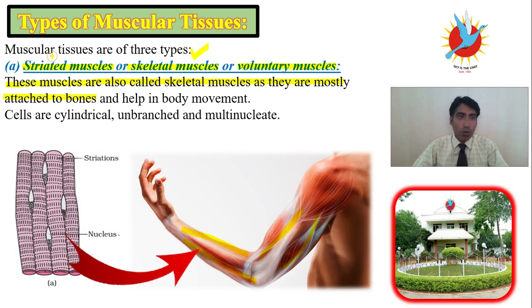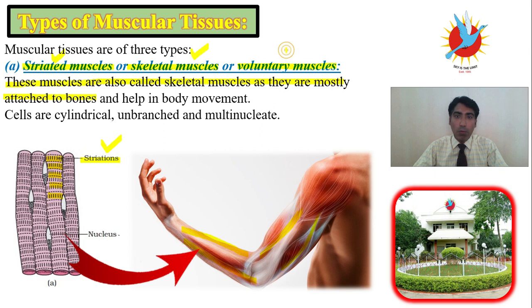Next point, why are they called striated? Because the muscle fibers present in these muscles have dark bands, and these dark bands are known as striations. So due to the presence of striations, they are called striated muscle.